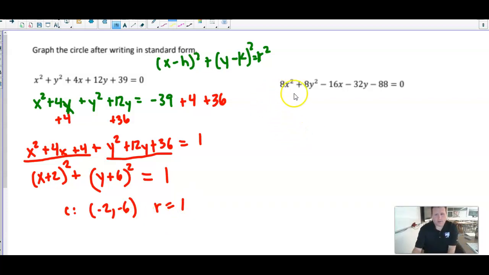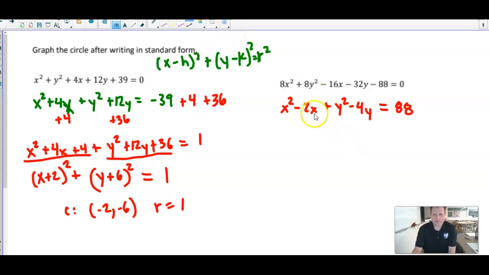If I was looking at this one on the right, the only extra step I'd have to do is divide everything by 8 because I need x squared and y squared to have coefficient 1. When I do that, that would give me x squared, and I'm going to put the x's together. If I divide this one, that would give me -2x. This would give me plus y squared, this would give me minus 4y, and then I'm going to move that 88 over, which will give me equal to 88 here.